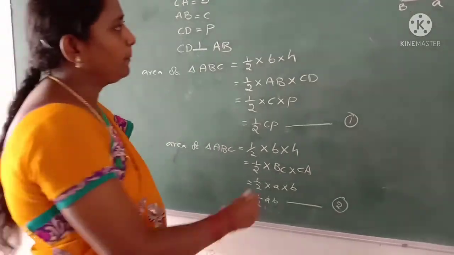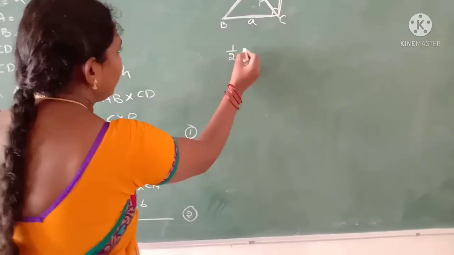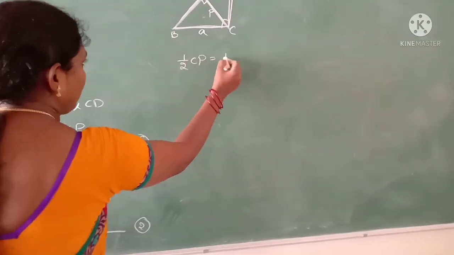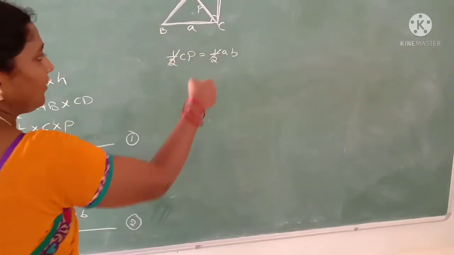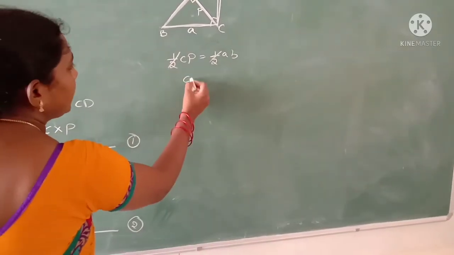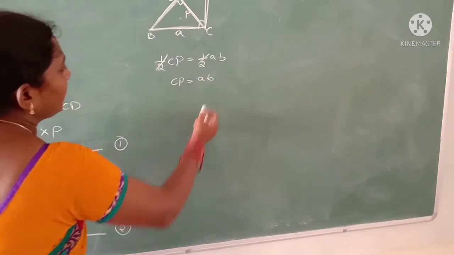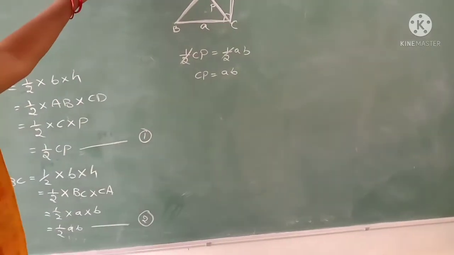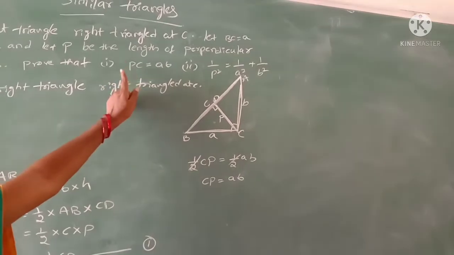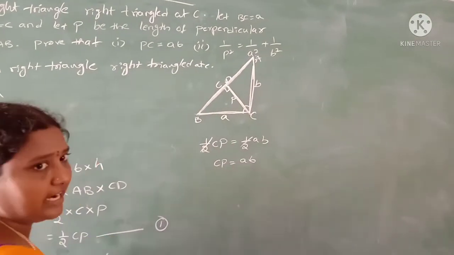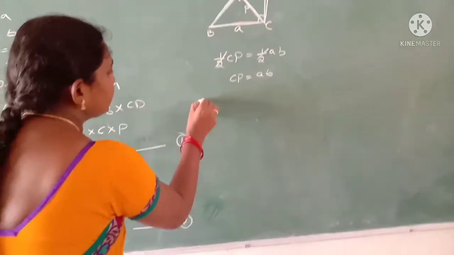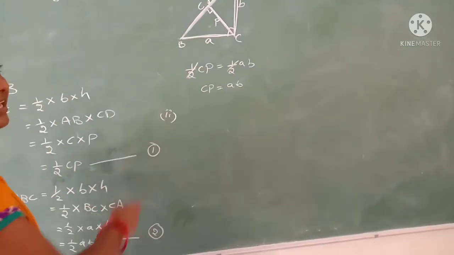From 1 and 2, we know half cp equal to half ab. So half cancels, cp equal to ab. So we prove the first condition, p equal to ab by c. Next, we prove the second condition.